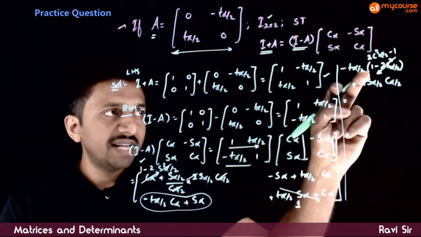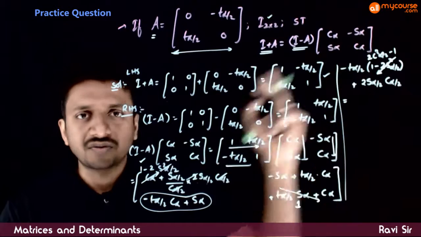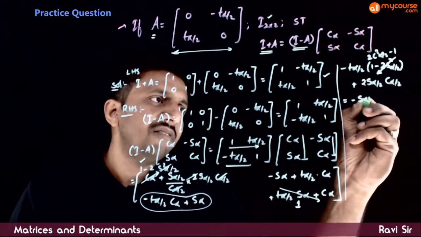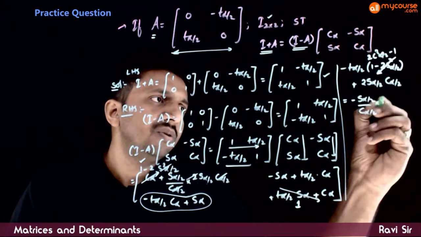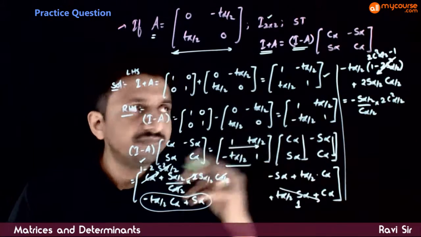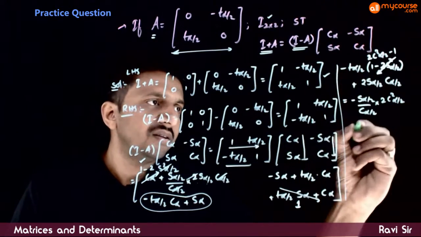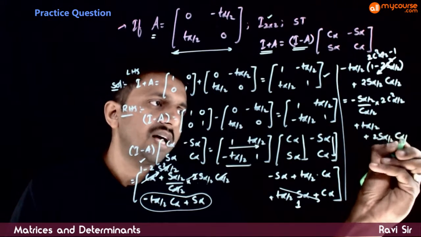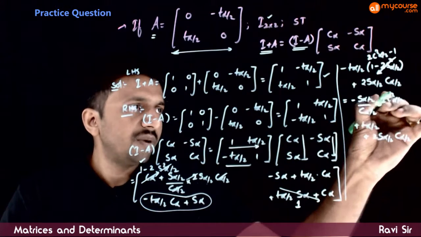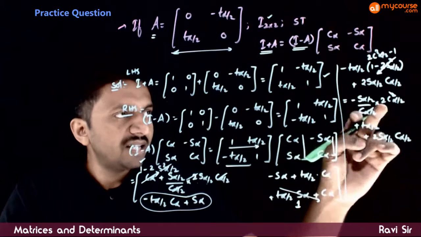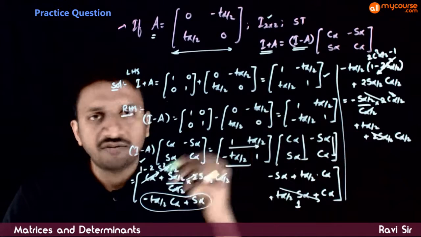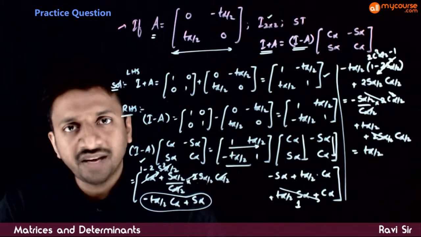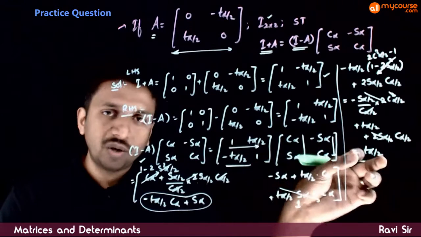Cos α can be written either as 1 minus 2 sin square α by 2 or 2 cos square α by 2 minus 1. So if I write this, minus sin α by 2 by cos α by 2 into 2 cos square α by 2, minus into minus is plus, tan α by 2 plus 2 sin α by 2 cos α by 2. So cos α by 2 gets cancelled. Minus 2 sin α by 2 cos α by 2 plus 2 sin α by 2 cos α by 2 gets cancelled. So that is equal to tan α by 2. So this has turned out as tan α by 2.